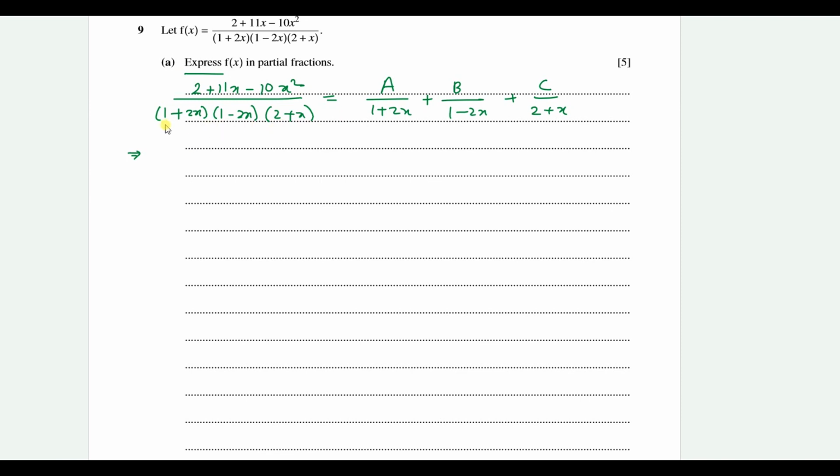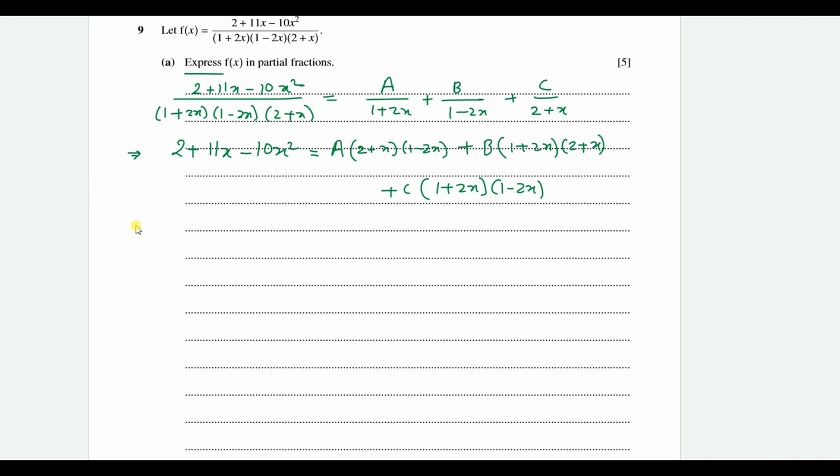This denominator, what will we get? We will get 2 plus 11x minus 10x square is equal to A times (2 plus x)(1 minus 2x) plus B times (1 plus 2x)(2 plus x) plus C times (1 plus 2x)(1 minus 2x). So now we have to find the values of A, B and C.